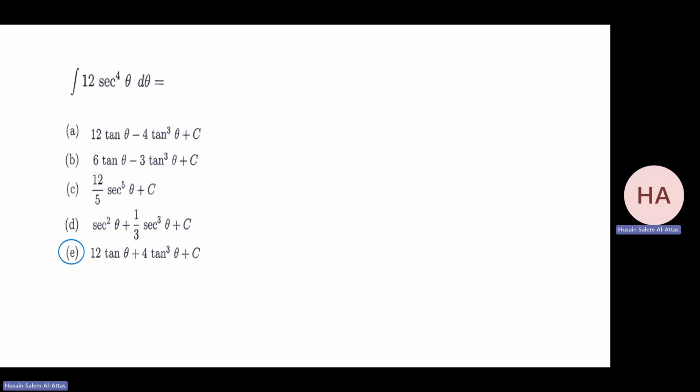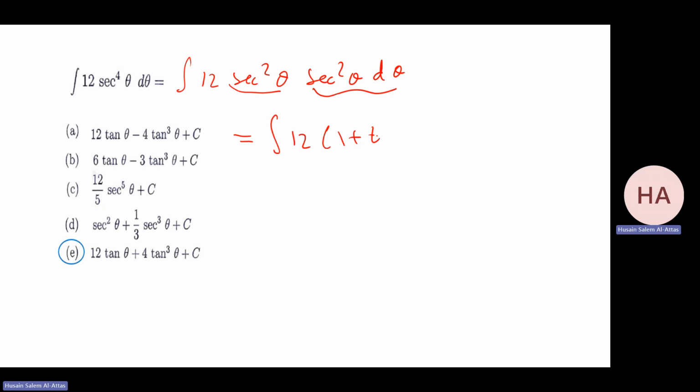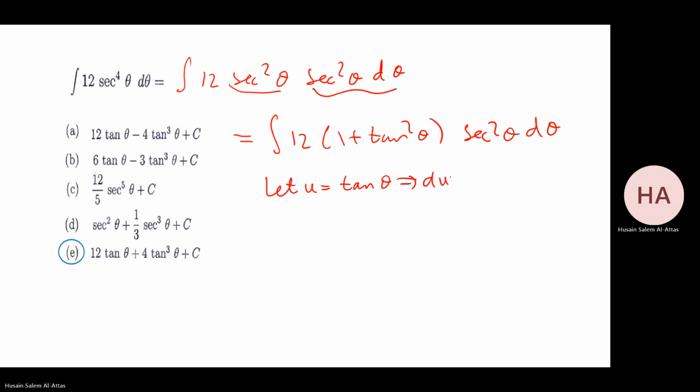12 secant to the power 4 theta d theta. I know if secant is even, I can take secant square there, so that will be du, but I need to change this into tan. That will be 12, 1 plus tan square theta times secant square d theta. Now I let u be tan theta. du will be secant square theta d theta.